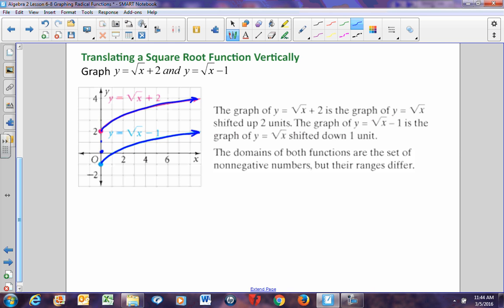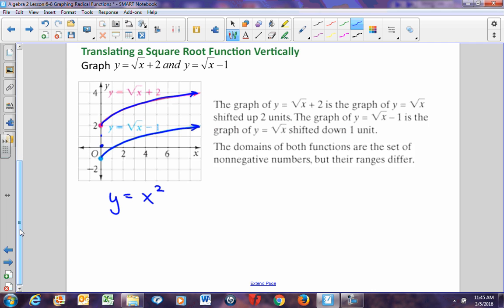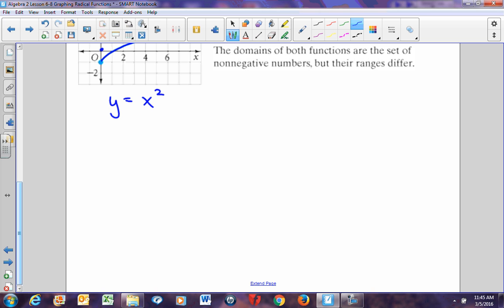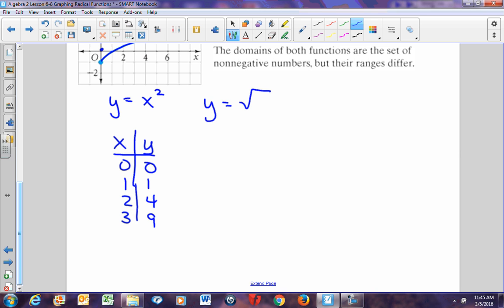The parent function is y equals the absolute value of x. Now remember, if we have y equals x squared, some people have a hard time making this graph because they can't remember inverses. If I have the function y equals x squared and a little x and y table, if x was 0, y is 0, and I'm just going to restrict the domain to only positive numbers. If x is 1, y is 1 squared, which is 1. If x is 2, 2 squared is 4. If x is 3, 3 squared is 9. So y equals the square root of x, and we're only going to talk about the positive values of x.